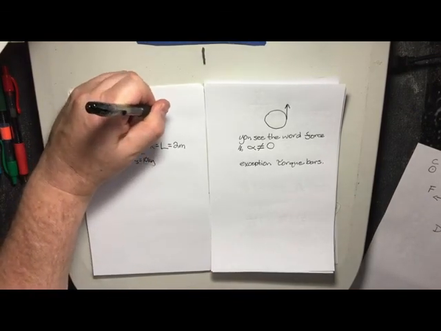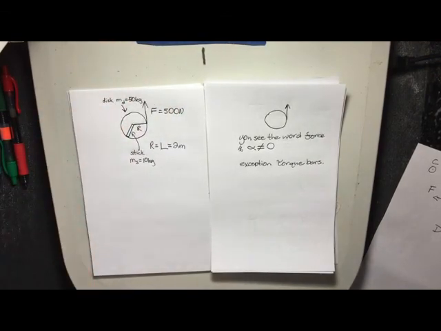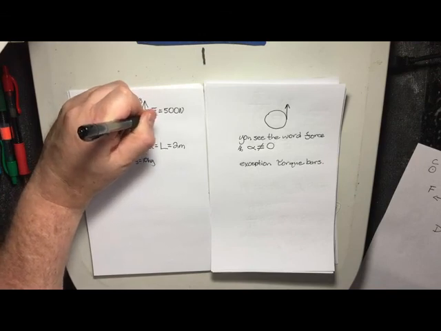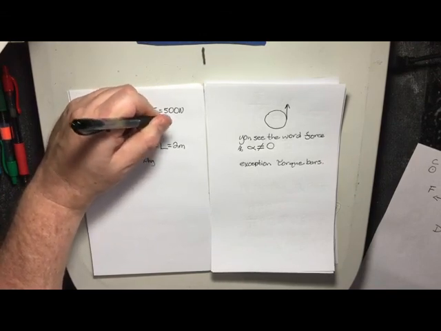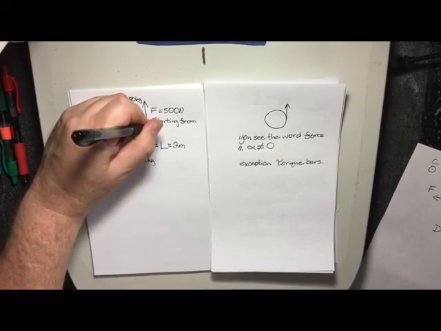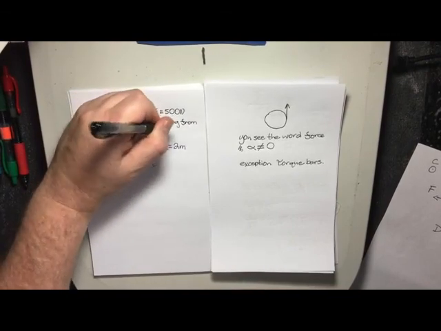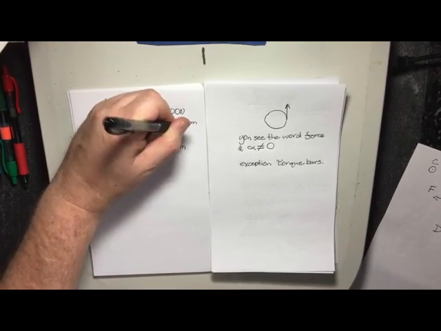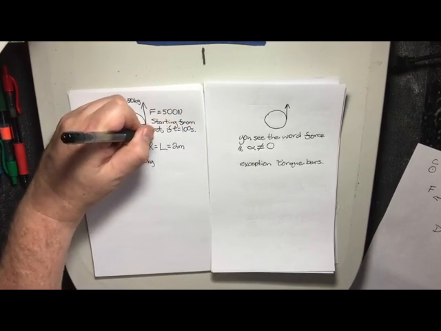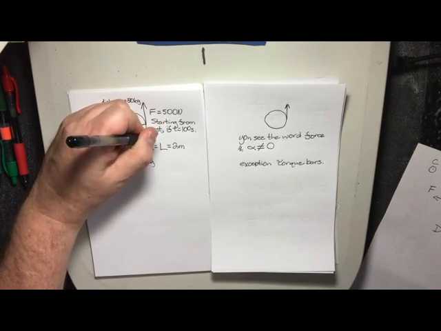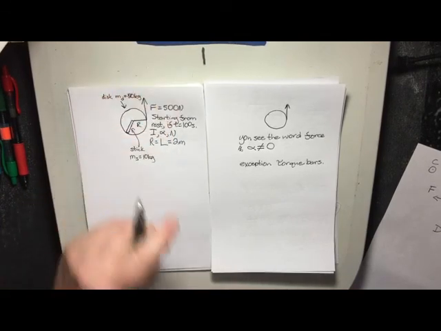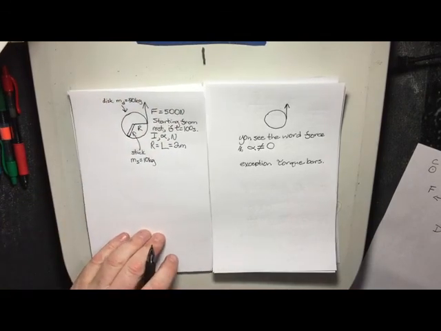The force is 500 newtons. Starting from rest, if t is equal to 100 seconds, I want to know the moment of inertia total. I want to know alpha. I want to know the number of rotations, and that will be good enough.